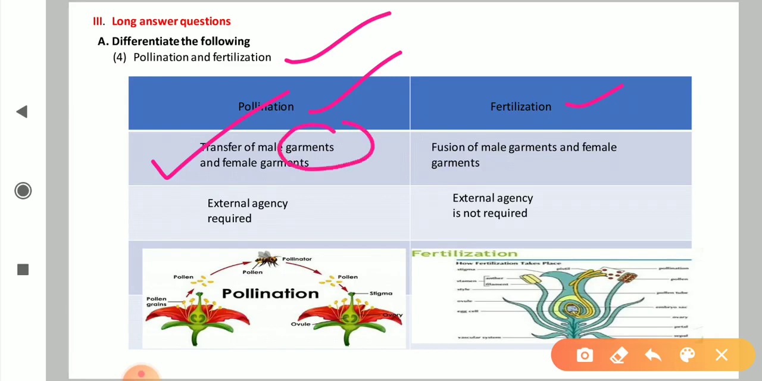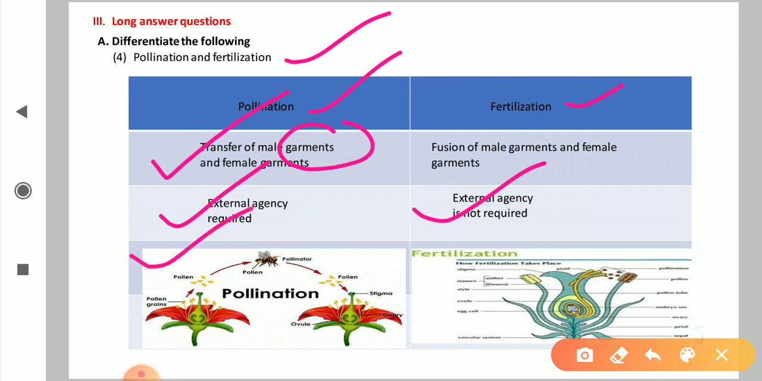Next is whether an external agency is required. In case of pollination, an external agency is required, but in case of fertilization, no external agency is required. That means in case of pollination, air, water, or insects may be needed, but for the process of fertilization, no external agency is required. So this is the example, or image of the diagram.